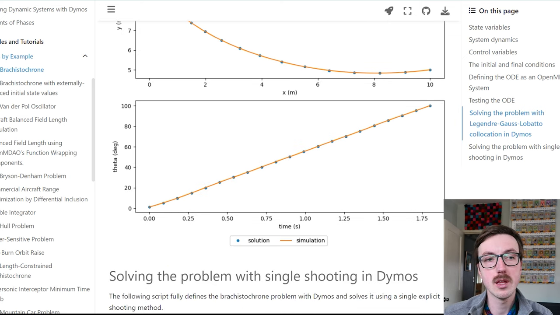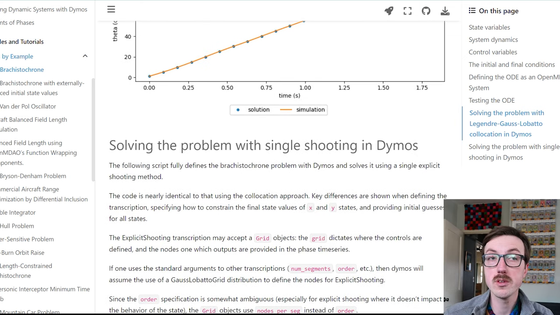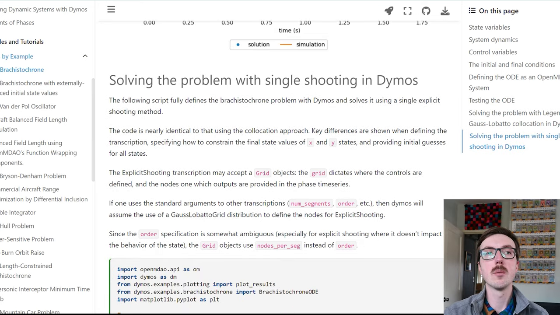Let's move on a little bit and talk about the idea of also solving this using explicit shooting. So single shooting in Dymos, or explicit shooting, is a way of saying, I'm at this point in time, and I want to go to this next point in time. Boop, boop, boop, boop, boop. It just kind of plots it out.